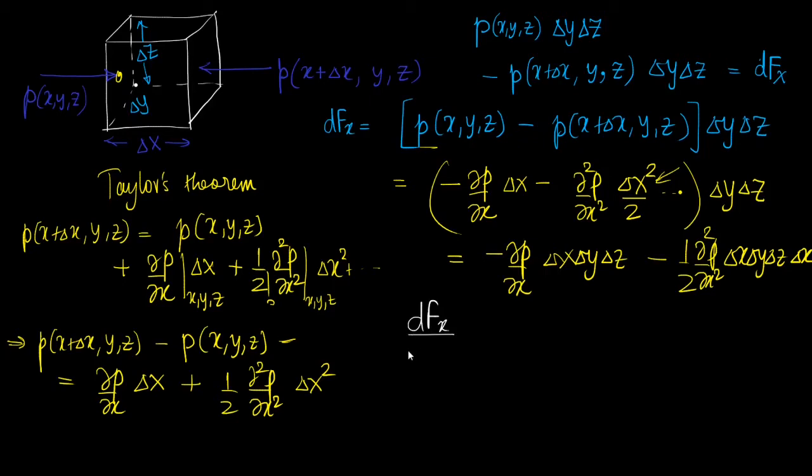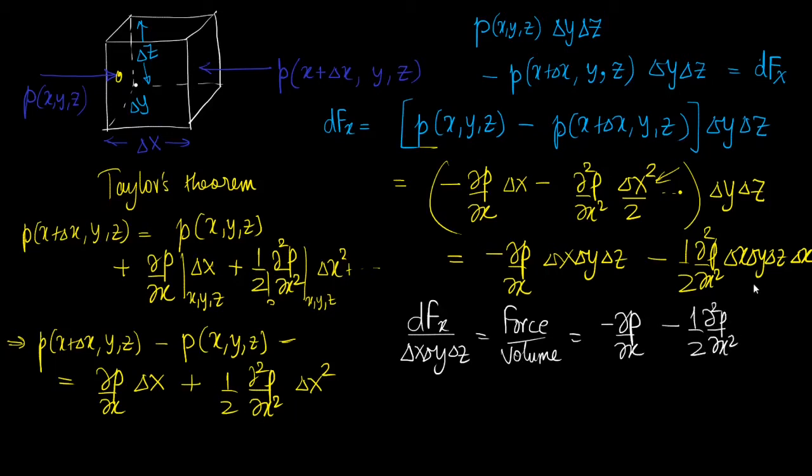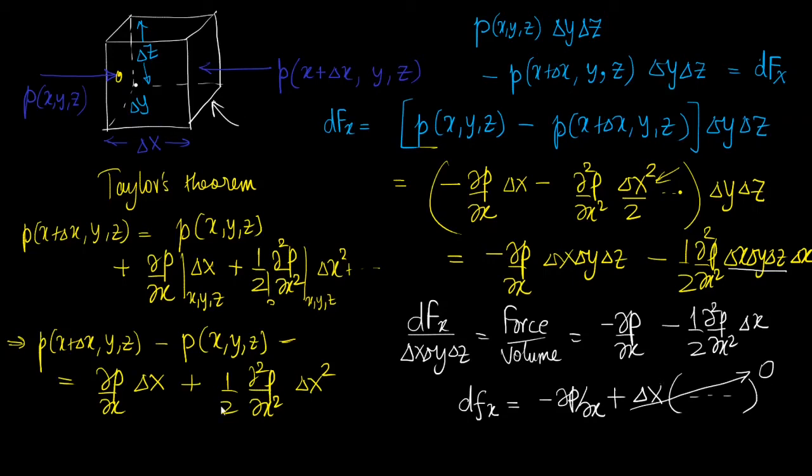Now dfx upon delta x, delta y, delta z, which is the force per unit volume, is equal to minus del P del x minus half del 2P del x2, and these particular terms cancel out, so you have delta x. So the force per unit volume in the x direction is equal to minus del P del x plus delta x multiplied by all other terms. If we let the volume of this cube shrink to 0, that is, to an infinitesimally small cubic element, all these higher order terms will be 0. These higher order terms correspond to all the other terms in the Taylor series expansion. As a result, dfx will be equal to minus del P del x.